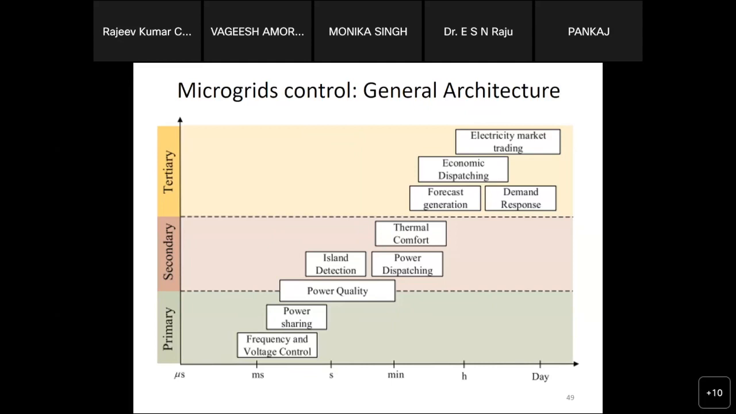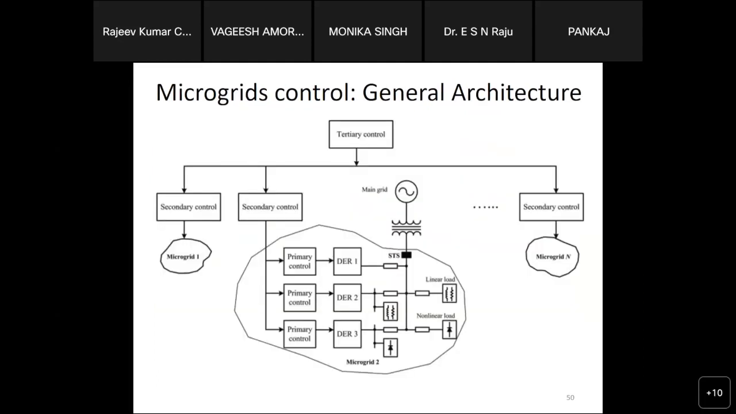If you see the time frame, primary is in the tens of milliseconds to seconds, secondary comes under seconds to minutes, and tertiary comes under minutes to hours or days, based on whatever task we are going to do. This is how the microgrid control looks when we are dealing with multi microgrids. As we can see, every microgrid has its own secondary control, and all these secondary controls are controlled by the tertiary control or the main level distribution system operator.